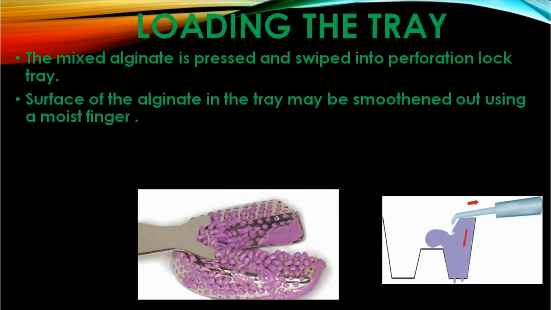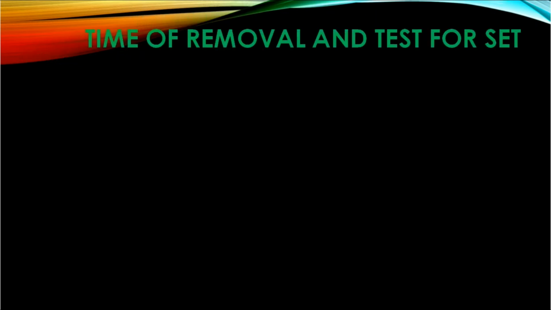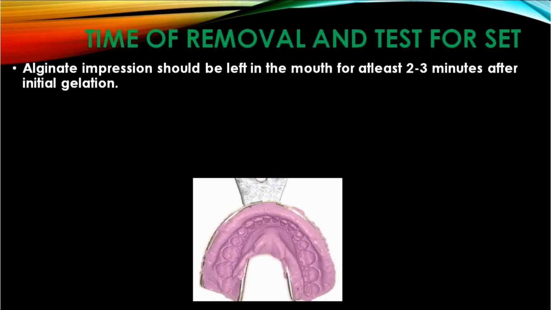The surface of alginate in the tray may be smoothened out by using a moist finger. A small amount of material is taken on an index finger and applied on the occlusal surface of the teeth and rugae area. This helps to reduce air voids and improve accuracy. The alginate impression should be left in the mouth for at least 2 to 3 minutes after initial setting.